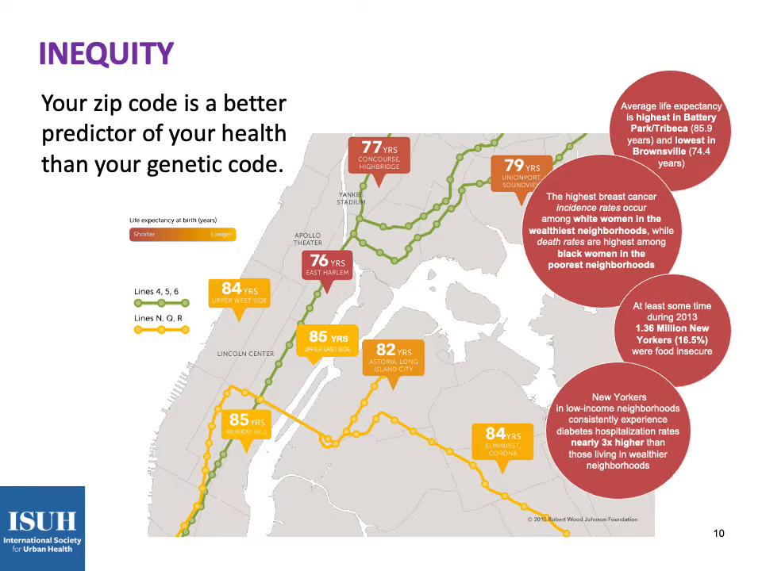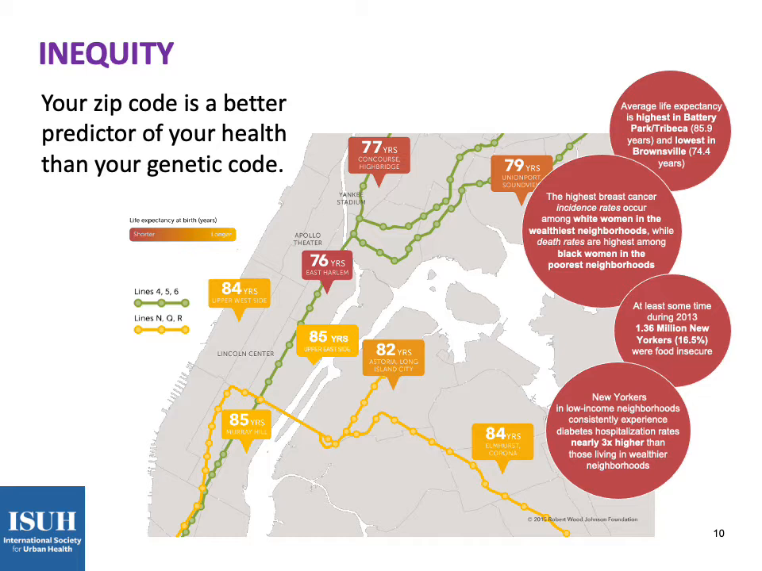Unfortunately, within all large cities, there is a certain level of inequity. And in many large cities, in fact, your zip code is a better predictor of your health than your genetic code. And in fact, within New York, you can see here that based on the different subway lines, there are different disparities in terms of life expectancy.